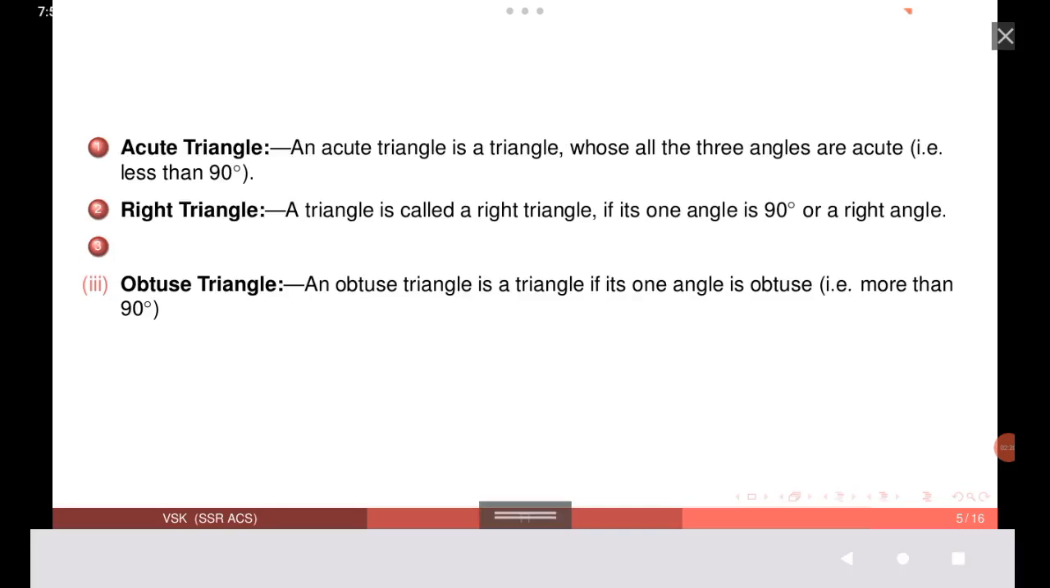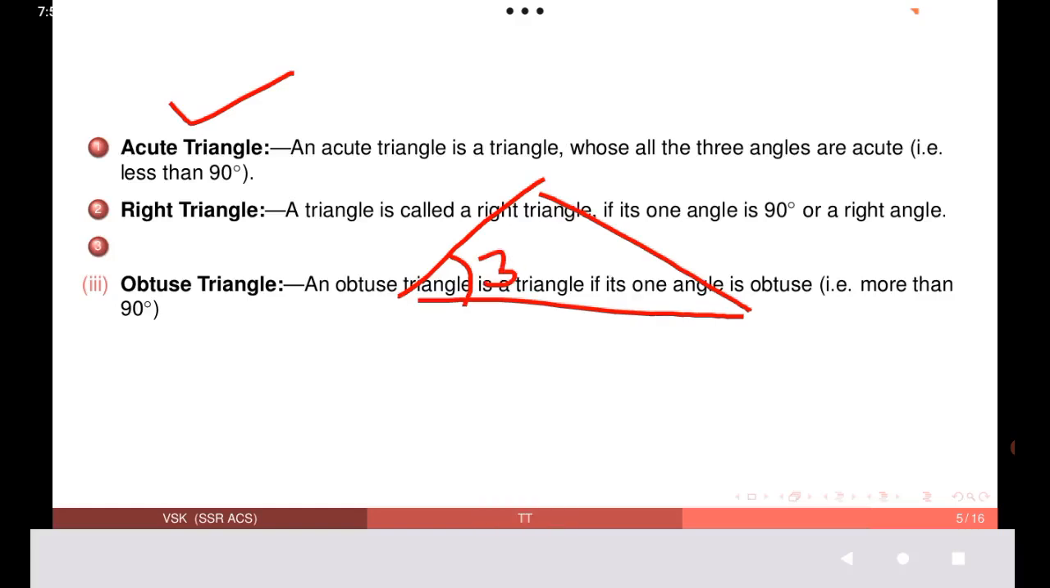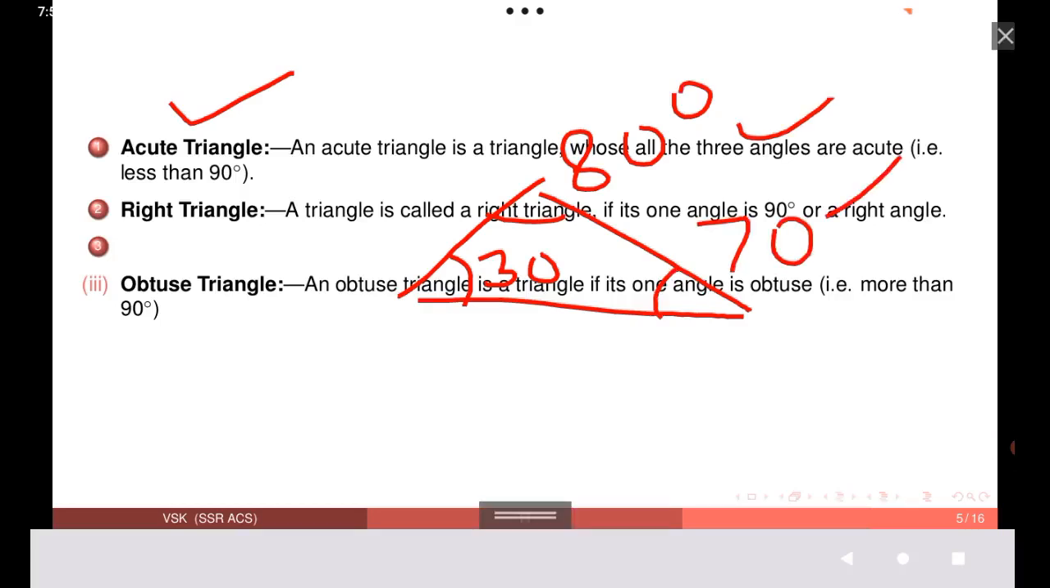Now let us name the triangle using their angles. The first one is the acute angle triangle, a triangle in which all angles are less than 90. Say this is 30 degrees, this is 80 degrees, and this one is 70 degrees. So all angles are acute angles. So this triangle is called the acute angle triangle.